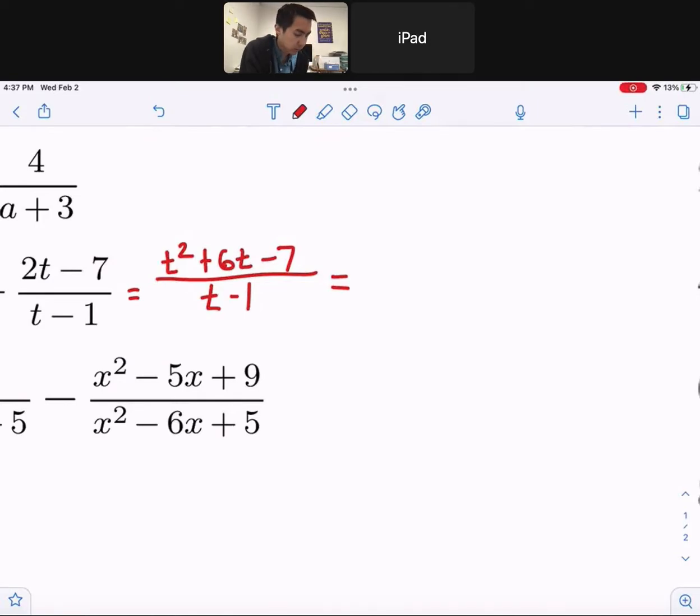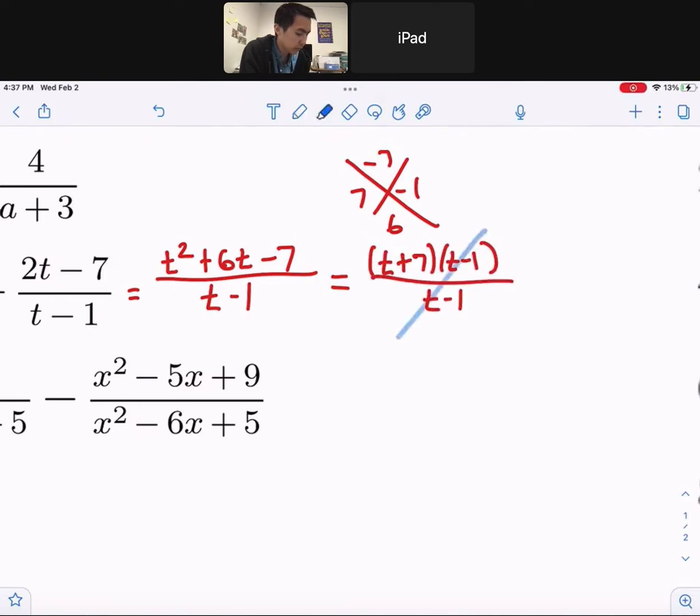So let's factor the top by using your guys' x method, and we get 7 and -1. So (t plus 7) times (t minus 1) all over t minus 1. And what do you guys notice? The t minus 1's cancel. So we just got t plus 7.